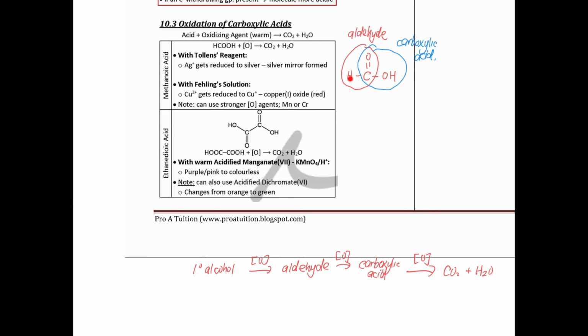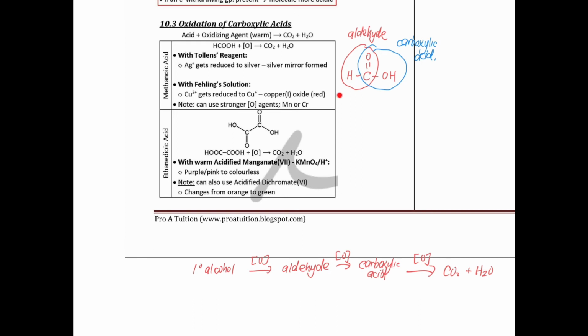again the aldehyde part gets oxidized to C double bond O. This side should become OH, but OH on both sides is not stable, and it forms H2O and CO2 then. So notes, you can use a stronger oxidizing agent like the common one, potassium manganate. Acidified potassium manganate 7, or acidified potassium dichromate 6 can oxidize the aldehyde also.